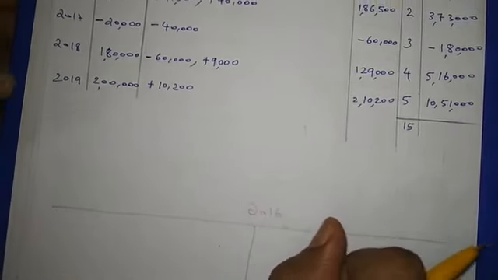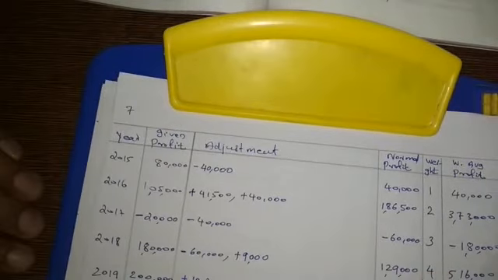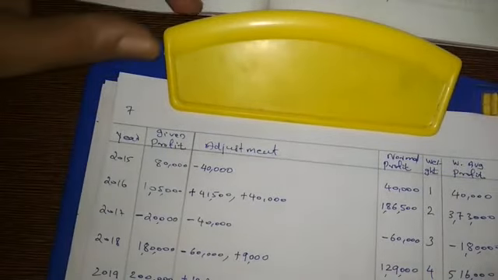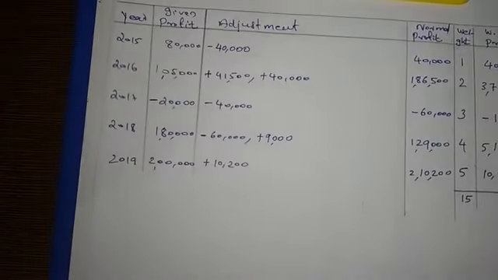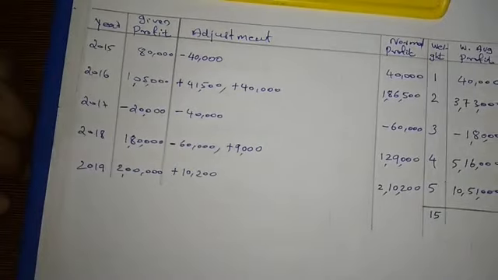Okay, so up to question number 7, this is over. Then question number 8, that is another type of calculation that you will study in the next class. Okay, so this much you complete in your copy.